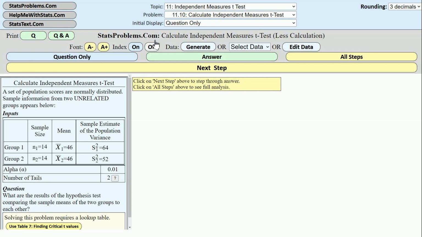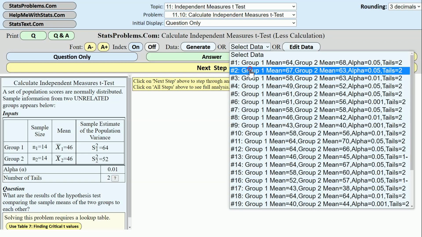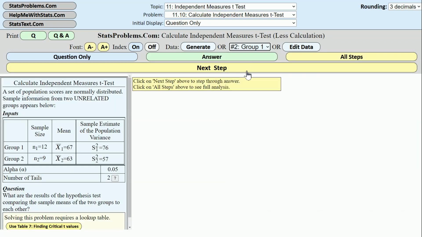Statsproblems.com was used to create this tutorial, which can help us calculate an independent measures t-test, but with less calculation than a complete t-test. Let's begin by selecting one of the 25 example problems. The question appears in the blue box.